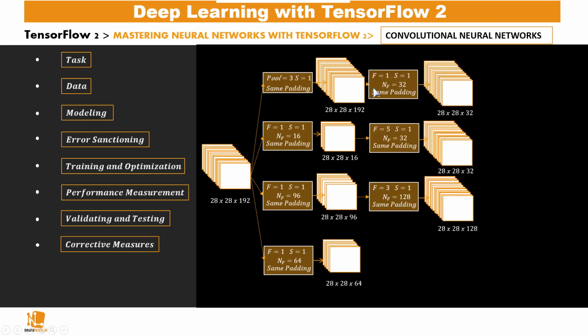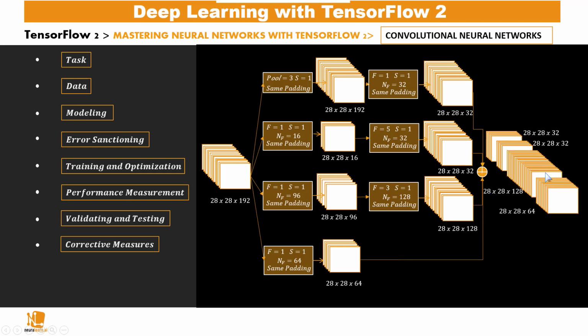Then from here we go after the max pooling, we add this 1 by 1 filter, stride 1, number of filters 32, here number of filters 32, this number of filters 128, this is filters 5, number of filters 3, so this 3 by 3, 5 by 5, 1 by 1, and then this output from here is concatenated with all these other outputs to form this output.